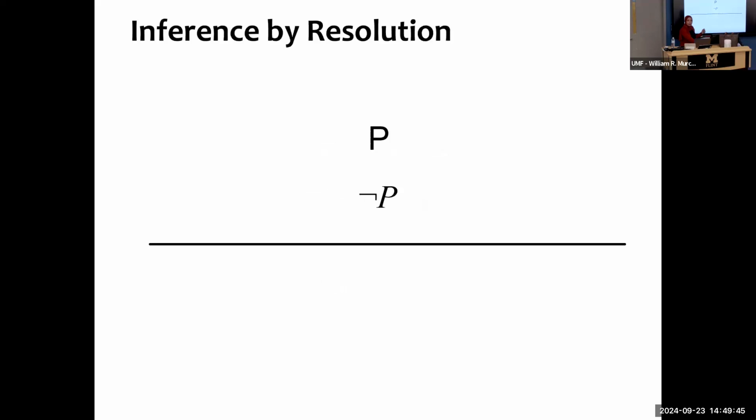So if we have P and not P, and we don't have anything else connecting them, what will be the result in this case? Nothing. Nothing means what? Yeah, it means an empty list, for example. Okay.